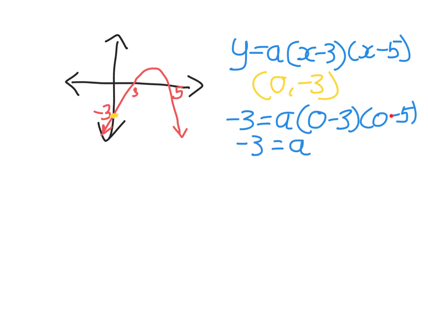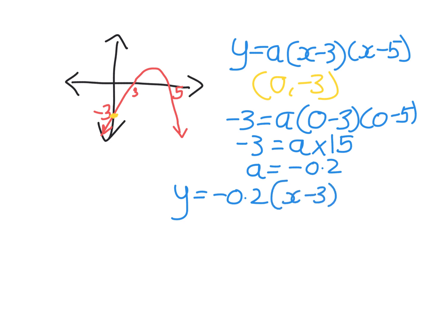So negative 3 times negative 5 is 15. Now, to get a by itself, negative 3 divided by 15 is minus 0.2. So the equation here is minus 0.2 (x minus 3)(x minus 5).